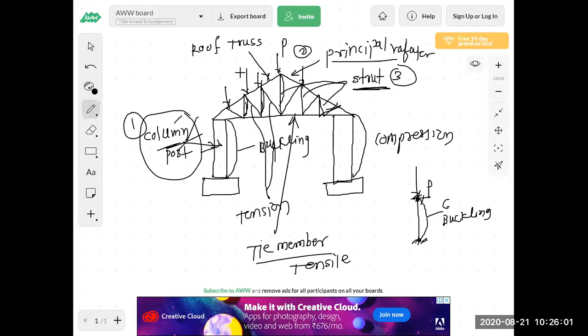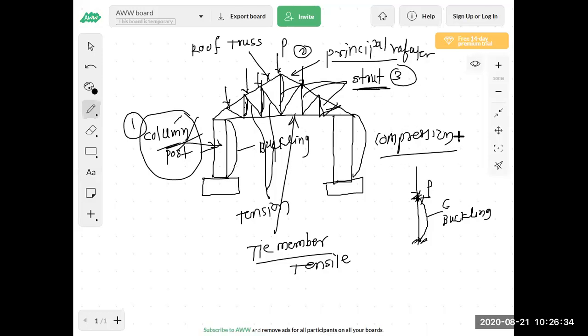आता आपण compression member म्हणजे हे member फक्त डिझाइन करणार आहे, प्रिन्सिपल ड्राफ्टर स्ट्रट. हे वर्टिकल मेंबर फक्त या चॅप्टर मध्ये कॉम्प्रेशन मेंबर मध्ये डिझाइन करणार. And this column is the second part of this chapter, unit number 4, that we will learn in detail again as a column. So this chapter is divided in two parts. If the compression members in the truss, या ट्रस मधले जे कॉम्प्रेशन मेंबर आहेत त्यालाच आपण स्ट्रट आणि प्रिन्सिपल ड्राफ्टर म्हणतो. हे आपण डिझाइन करणार आहे पहिल्या पार्ट मध्ये ऍज अ कॉम्प्रेशन मेंबर.